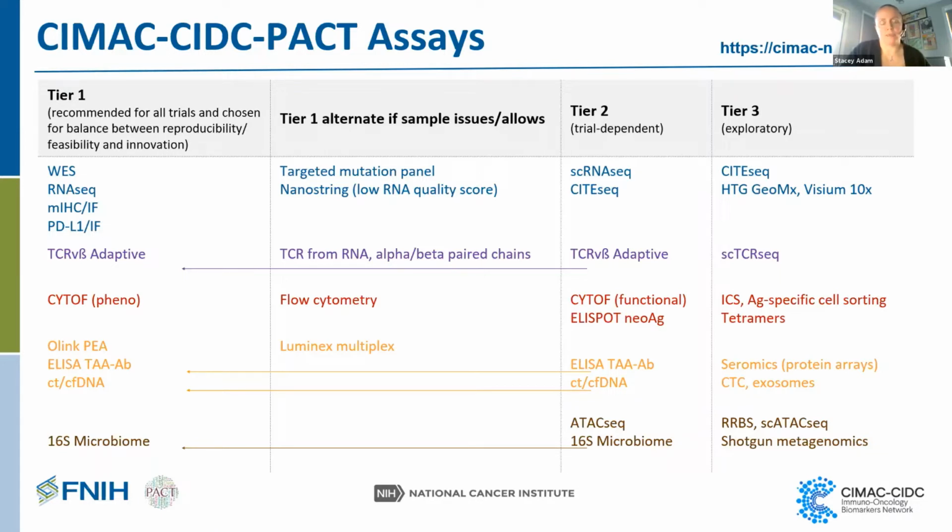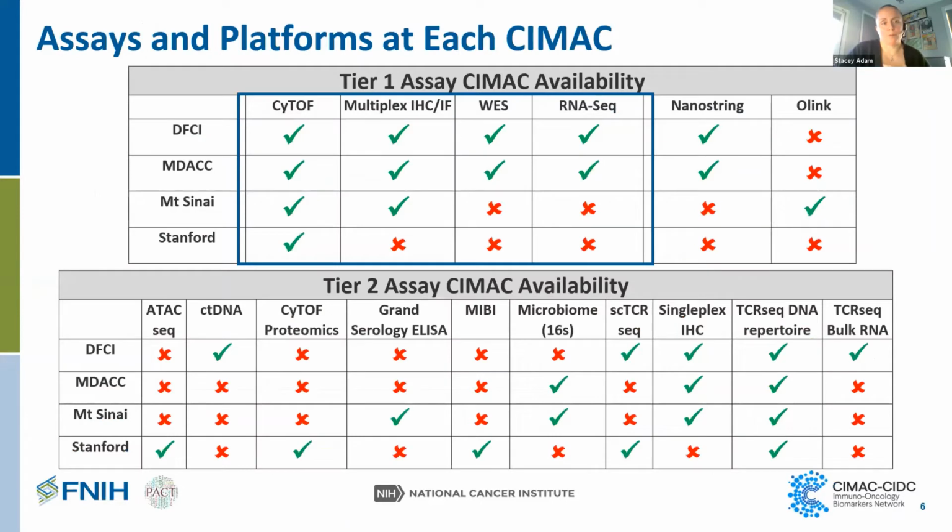We consider these tier 2 and tier 3. This means they've been validated, but not necessarily harmonized across all the different CIMACs because they may be conducted at only a single CIMAC at this time. And from that perspective, this is just the assay platforms and at which CIMACs they are conducted.